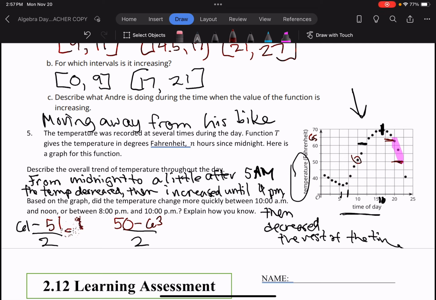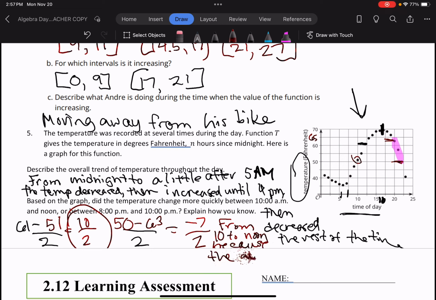And so we're looking at 10 over 2 compared with negative 7 over 2. So this would be the greater change. And so from 10 to noon, because the average rate of change is greater.